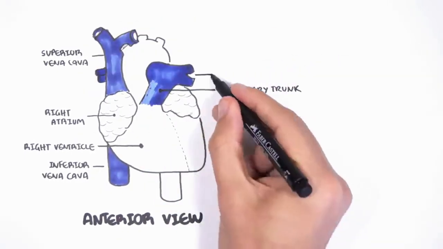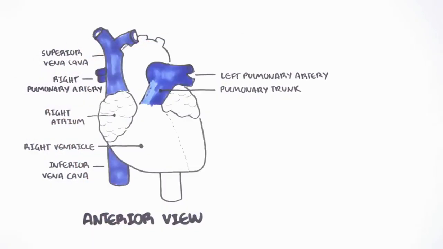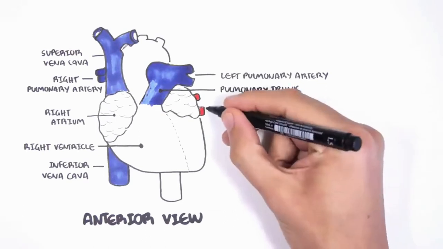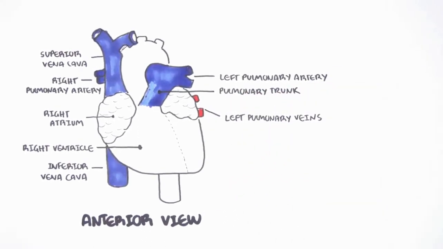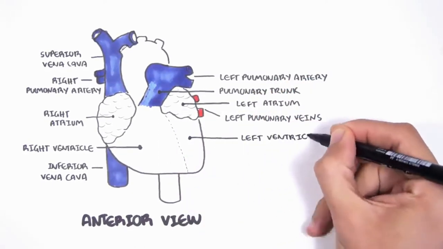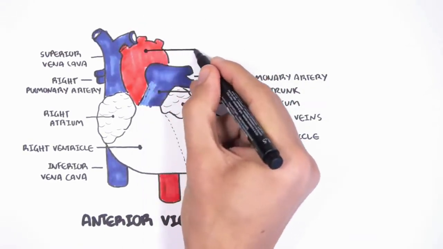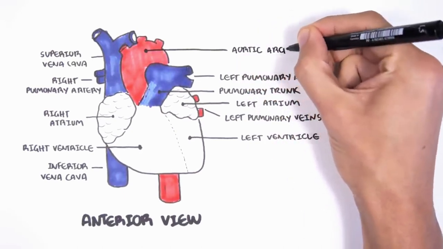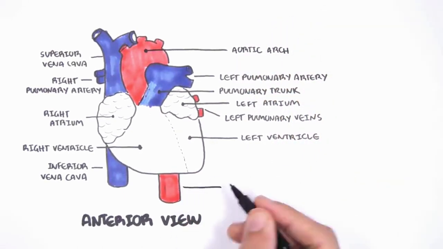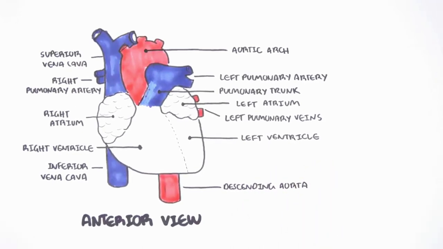The pulmonary trunk gives the pulmonary artery that transports blood from the right ventricle to the lung, and this view is the anterior view of the heart. And there is also the red color that shows the oxygenated blood transported from the lung to the heart, which is the left pulmonary vein. The left pulmonary vein transports blood to the left atrium and the left ventricle. The left ventricle transports blood to the greater artery, which is called the aorta. So there is the aortic arch and the descending aorta. The descending aorta is the continuation of the aorta.